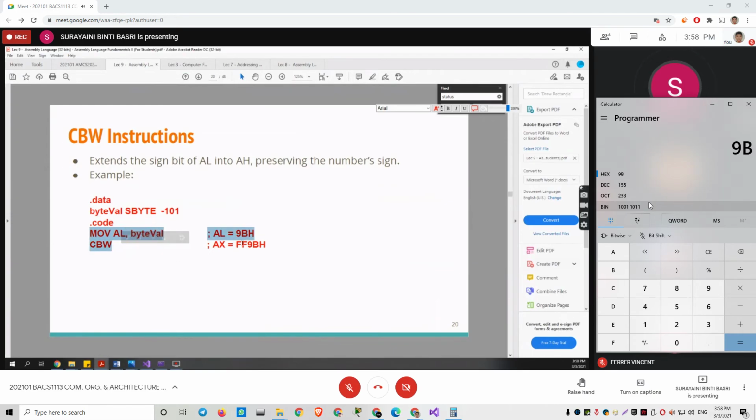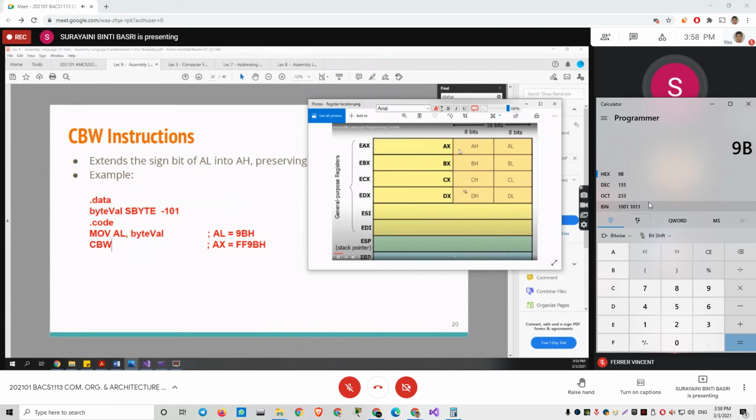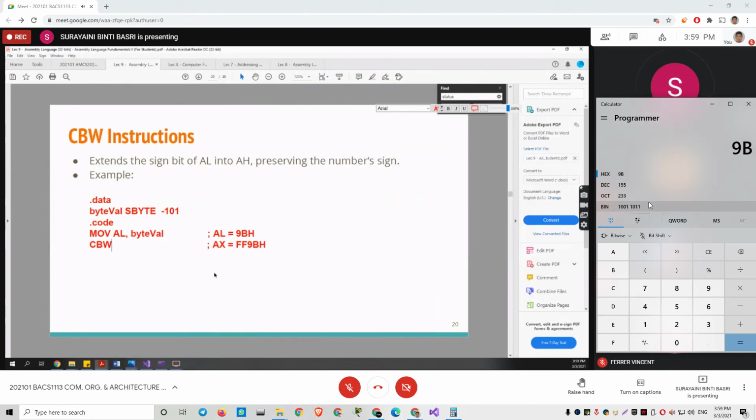Okay, so by this instruction you can occupy the AH with 1 1 1 1 1, which is the negative sign. If you remember, 1 for negative, 0 for positive. So if you put it like this, because this is negative, the AH will be all occupied by 1 1 1 1 1 1. Okay? Understand this part?